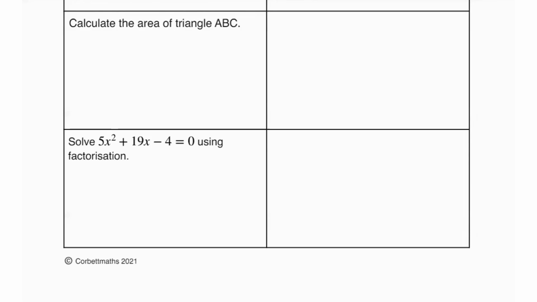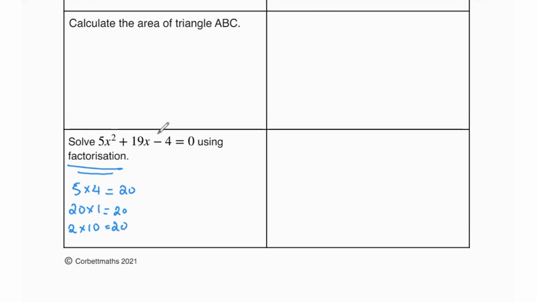The next question says, solve 5x squared plus 19x minus 4 equals 0 using factorization. Since they've specified the method, we can't use the quadratic formula or the completing the square method. To factorize this, we'll first multiply the coefficient of x squared with the constant. So 5 times 4 is 20. Now we need to list down the factors of 20: 20 times 1 and 2 times 10. These are the factors of 20.